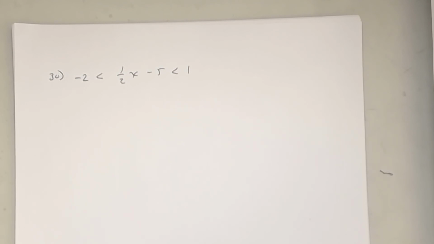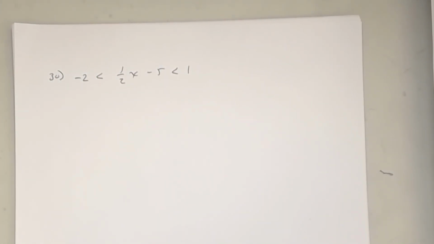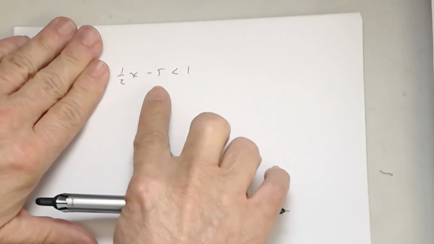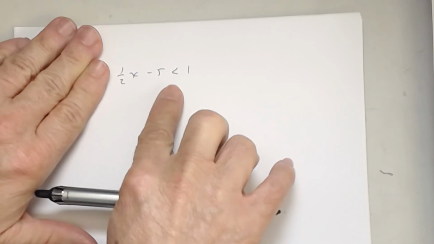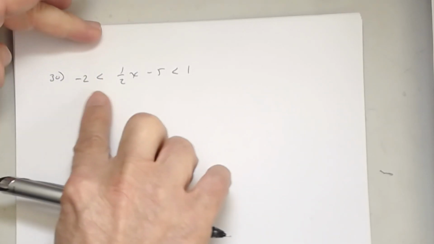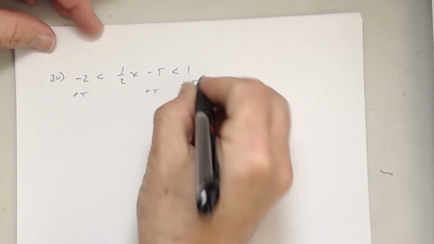Probably the easiest way to do that one is you see you have that fraction, right? And so you would think, well, I'm going to go ahead right away and multiply both sides by the LCD. Let's not do that just yet. If I cover this, it's easier just to do what first? Add 5 to both sides. In this case, I'm going to add 5 to all parts. So plus 5, plus 5, plus 5.